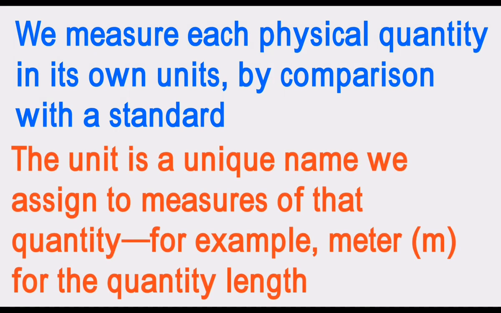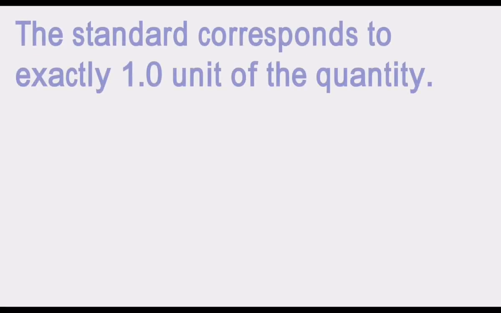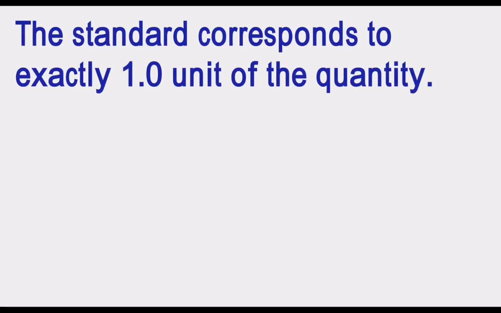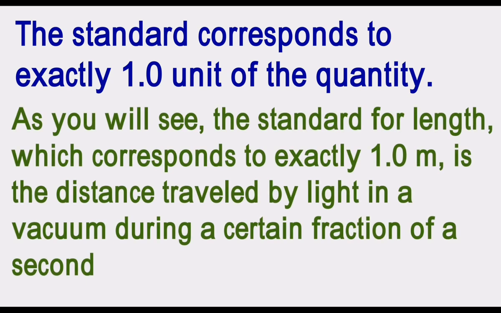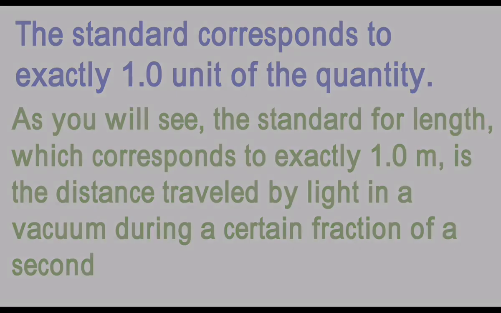The unit is a unique name we assign to measures of a quantity, for example, meter, that is, small m, for the quantity length. The standard corresponds to exactly 1 unit of the quantity. As you will see, the standard for length, which corresponds to exactly 1 meter, is the distance traveled by light in a vacuum during a certain fraction of a second.